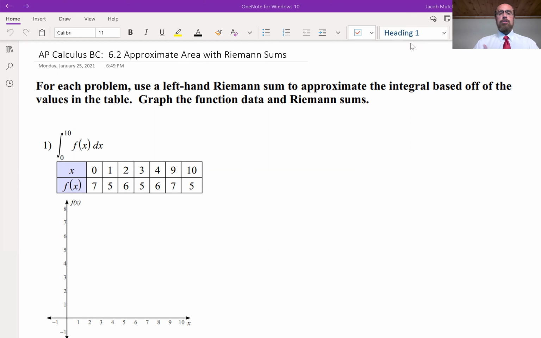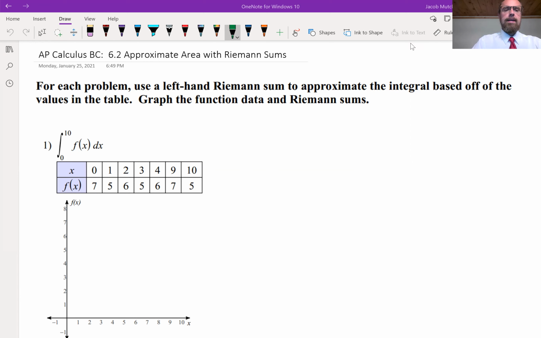So just to visualize what this function looks like, we'll do that graphing task first. I'm going to start by graphing the function from the table. So I'm going to plot these points. We'll start with (0, 7) and (1, 5). And I can assume that this is a piecewise function. So as I plot these points, I'm going to connect them with linear segments. We'll graph (2, 6). Again, connect it with a linear segment there. Graph (3, 5).